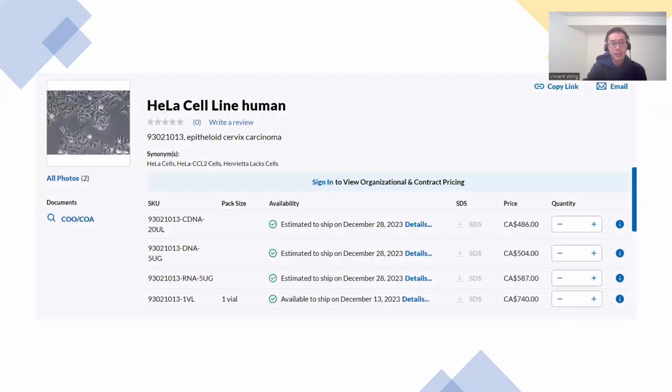So you can buy HeLa cells online, and they're not cheap. I just searched it up at the end of last year, and it depends how much you want to buy. For 20 microliters, so we already know micrometer is a millionth of a meter, and 1 microliter is a millionth of a liter. So for such a small amount, it's already like $486.